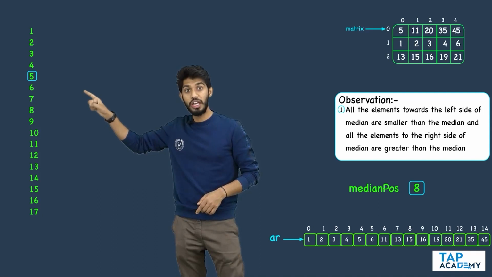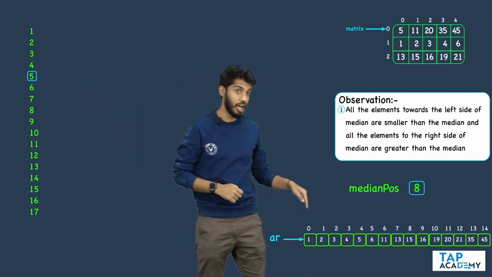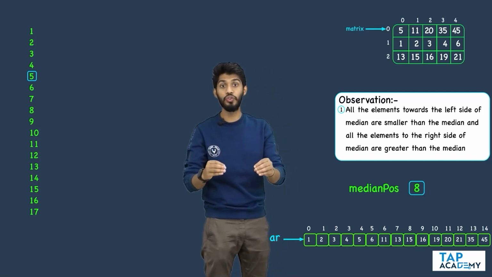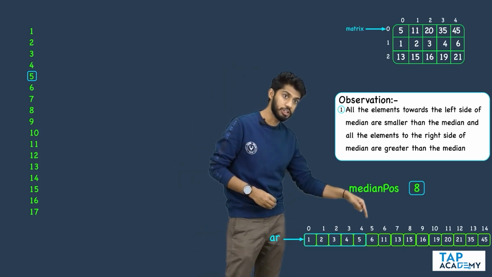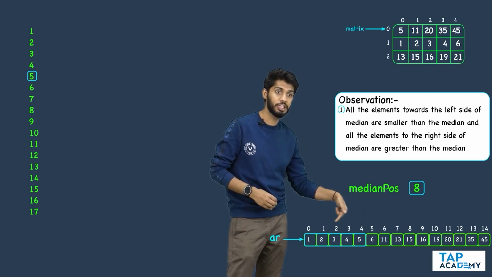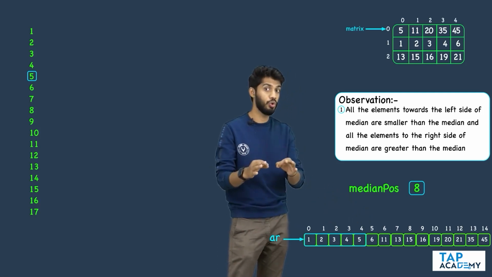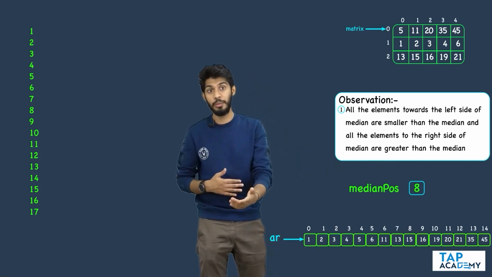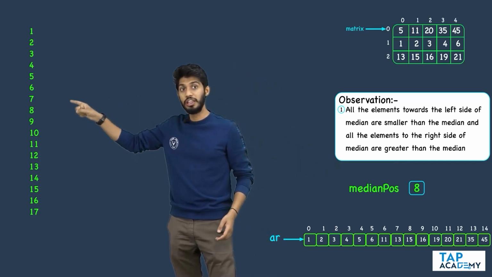For this 5, I will check how many elements are less than or equal to 5 in this particular array. If you observe, there are actually 5 elements which are less than or equal to 5. Is the count matching with this number? No. So you need to check for some higher number. So I will come over here. Now I will check for 6.